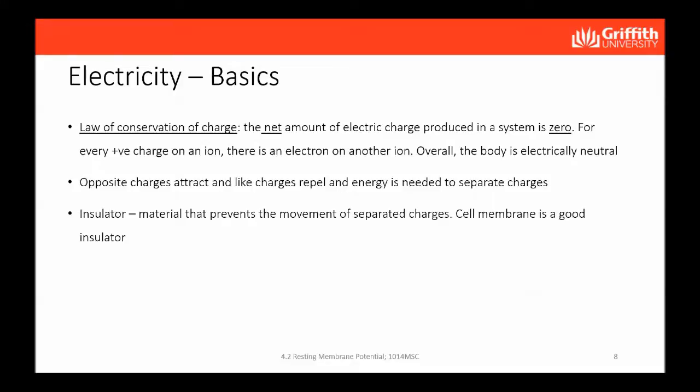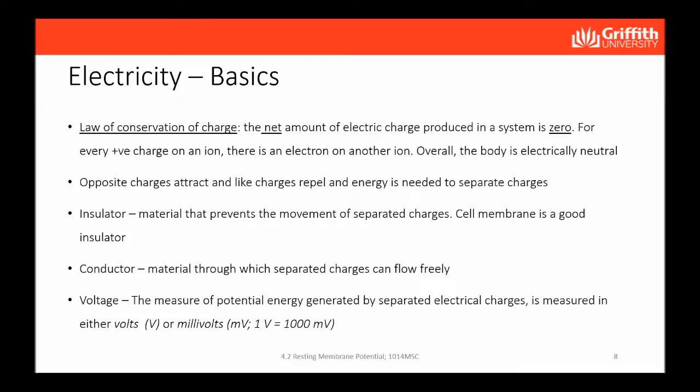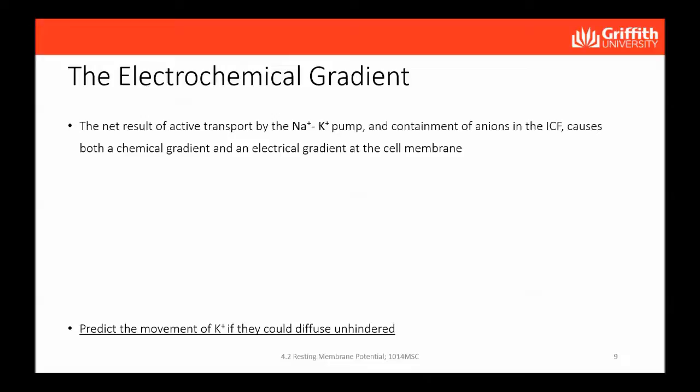Insulators are materials that prevent the movement of separated charges or current through them. The plasma membrane is an excellent insulator as it separates charges locally. A conductor allows separated charges to flow freely. And finally, voltage is the measure of potential energy generated by the separation of electrical charges. Voltage can be measured in volts or millivolts. As mentioned before, the net result of active transport by the sodium-potassium pump and the containment of anionic proteins in the intracellular fluid create both a chemical and electrical gradient at the cell membrane.